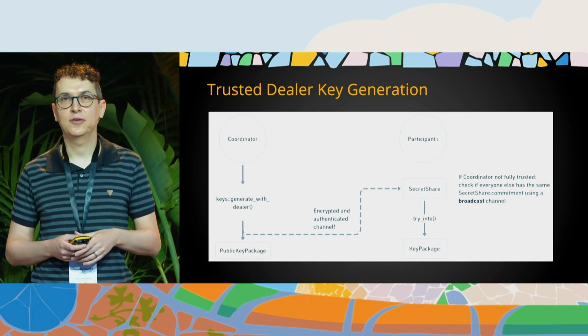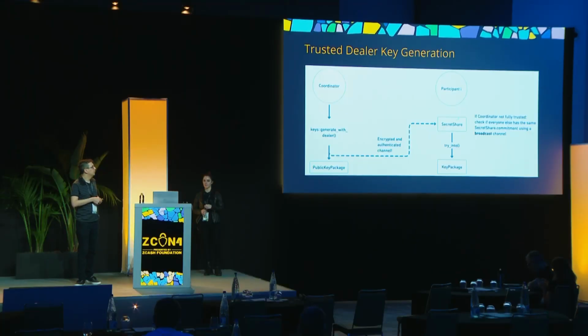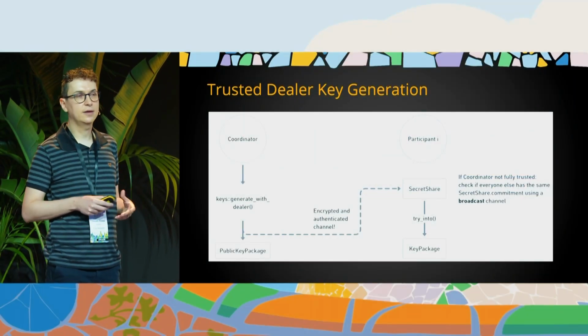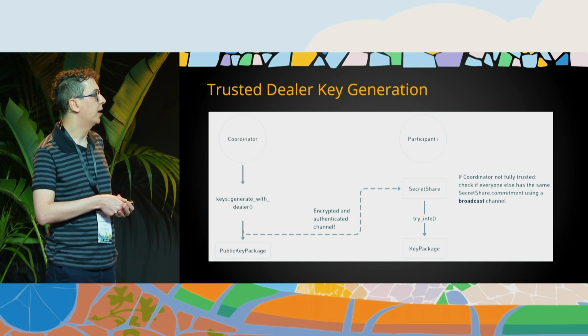So the first thing you have to do is actually generate your key, and there are two ways to do that. The first one is trusted dealer key generation, in which you have a coordinator who will generate the key and split it into shares and send one secret share to each participant. And the participant will receive this and call a try-into function, which will validate the share and turn it into a key package.